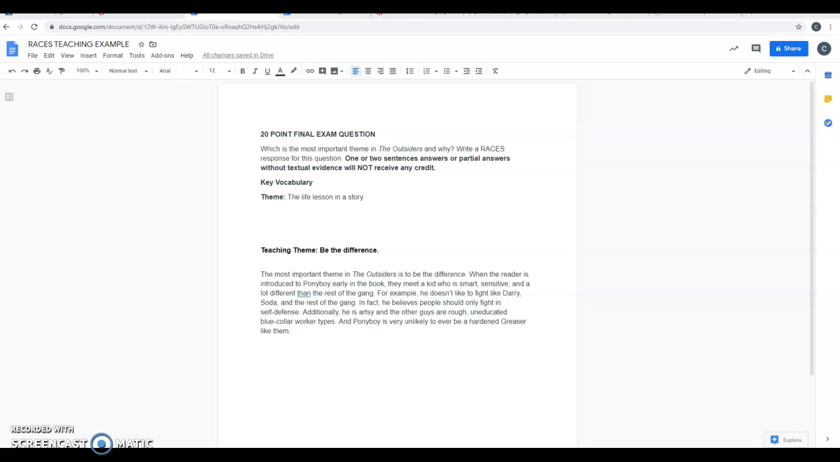When the reader is introduced to Ponyboy early in the book, they meet a kid who is smart, sensitive, and a lot different than the rest of the gang. For example, he doesn't like to fight like Darry, Soda, and the rest of the gang. In fact, he believes people should only fight in self-defense. Additionally, he is artsy and the other guys are rough, uneducated, blue-collar worker types. And Ponyboy is very unlikely to ever be a hardened greaser like them.